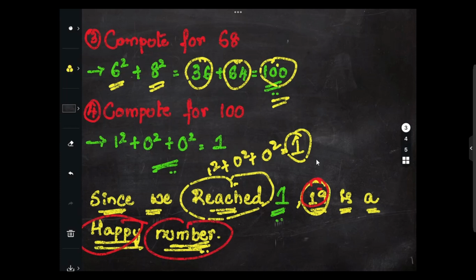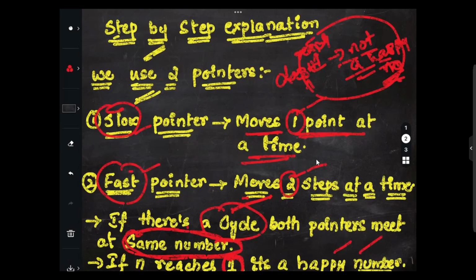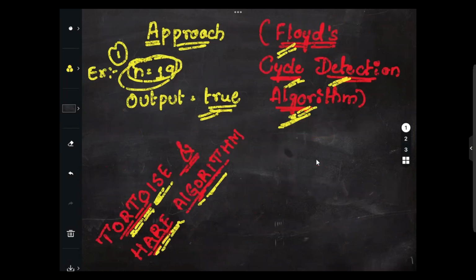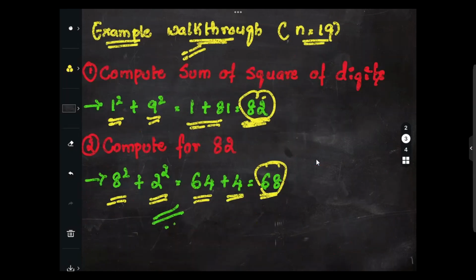So this is the approach we will be going with. Mainly, just remember, we are going with the tortoise and hare algorithm, or Floyd's cycle detection algorithm. We use a slow and a fast pointer. One moves one step at a time and the other moves two steps at a time. If there is a cycle, both pointers meet at the same number. If n reaches 1, then it's a happy number.